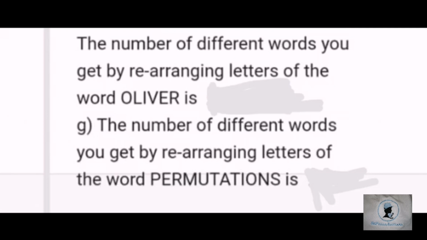The last one on the slide says the number of different words you get by rearranging letters of the word permutations. You can see that permutations is a 12-lettered word, and we've got 2 T's there. So it means that this is permutation when some group of items are identical. Your answer is going to be 12 factorial divided by 2 factorial.